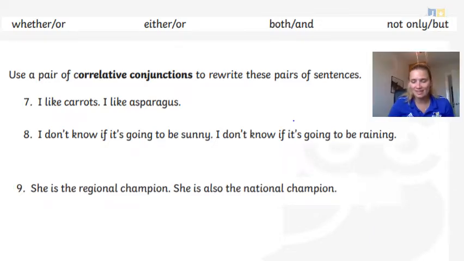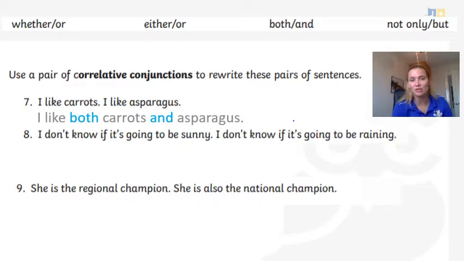So let's have a look at these questions and let's see what sentences you came up with. So because the first one is saying that there's two things that she likes, we can say that she likes both. So we can say I like both carrots and asparagus. So you could have got that as your sentence because we've got both and.